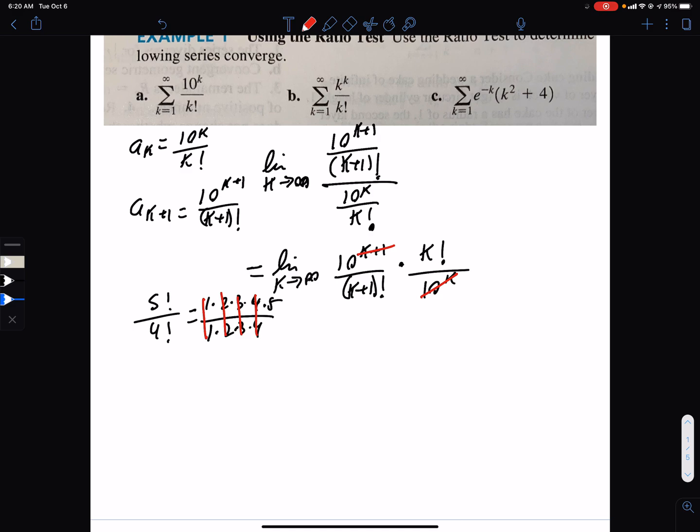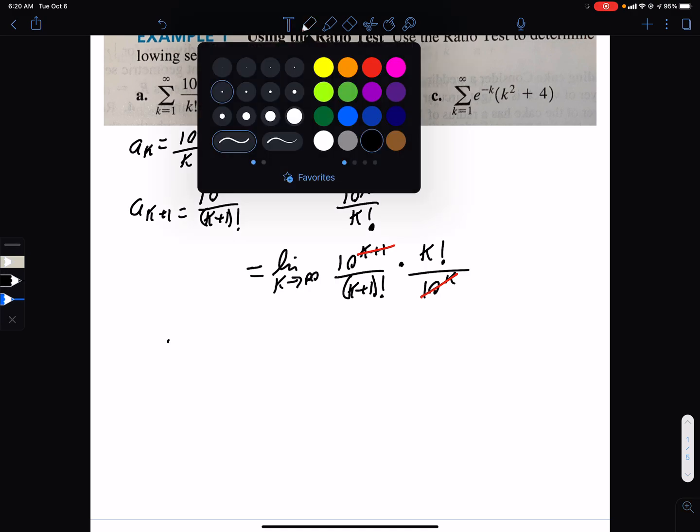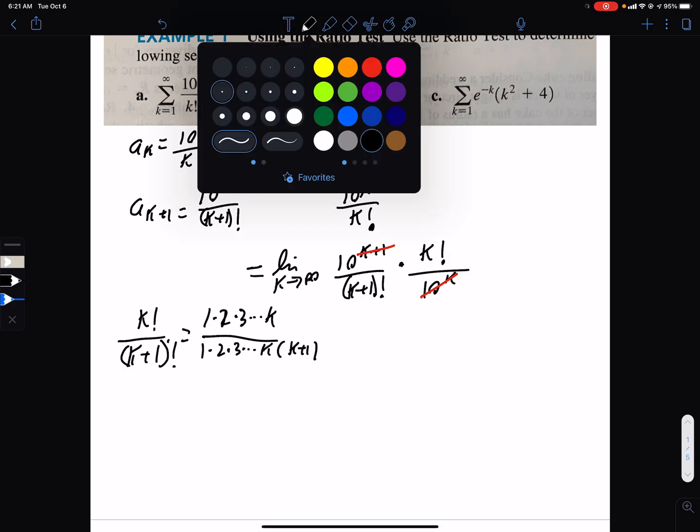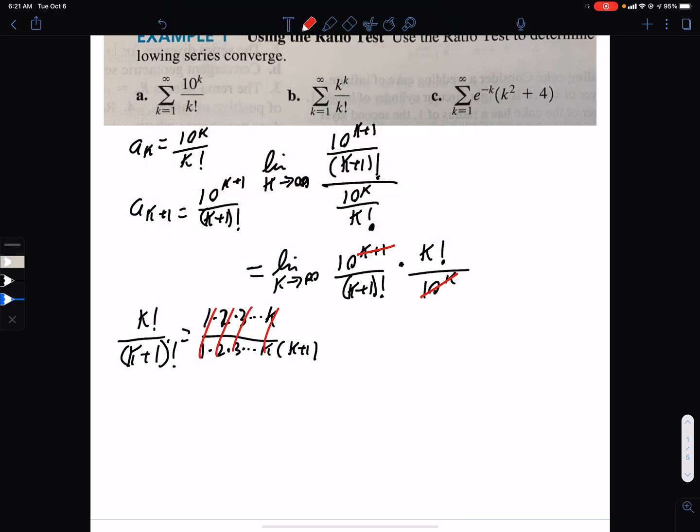Now, let me show you a little side work on what we have here. We have k factorial over k plus 1 factorial. K factorial is all the numbers all the way up to k. K plus 1 factorial also has all the numbers up to k, but then it goes one further to k plus 1. So everything up to the k's cancels, leaving a k plus 1 on the bottom.